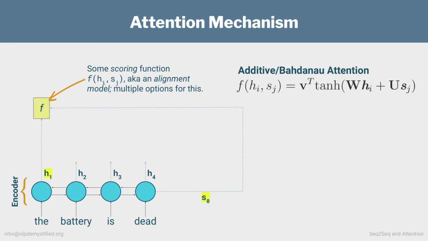The first one we'll look at is additive or Bahdanau attention. Here, the encoder hidden state and the current decoder state are each multiplied by a set of weights W and U, then summed, which is why it's called additive. This is then run through a tanh nonlinearity and multiplied by another vector V to turn it into a scalar. So the scoring function here is a feed-forward neural network that's trained via backpropagation.